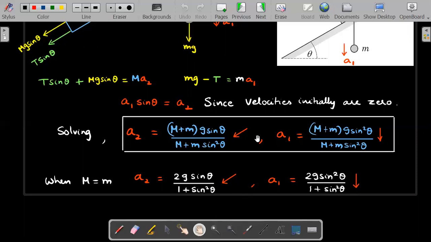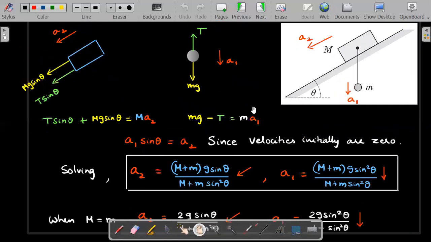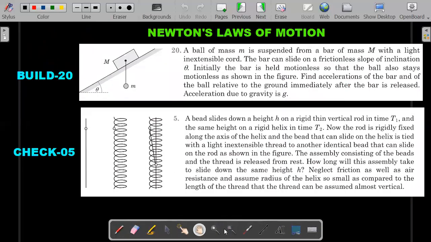Okay, so now let's move forward and read the problem statement for the Check Your Understanding question, the one with the helix and all. A bead slides down a height h on a rigid thin vertical rod in time t1, and the same height on a rigid helix in time t2. That means you have a bead which goes down and takes a time t1 here in experiment number 1.